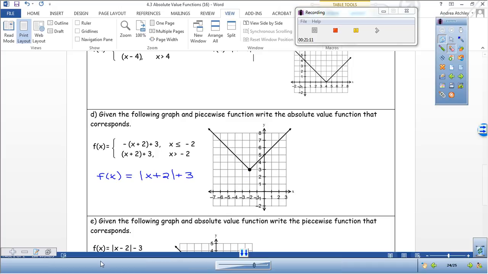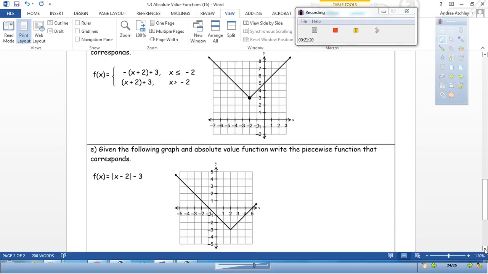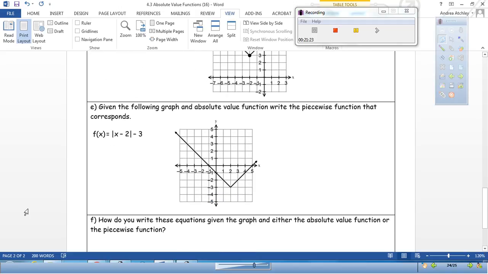Any questions? Okay, let's do the next one. Now we're going to go from an absolute value equation to a piecewise function.